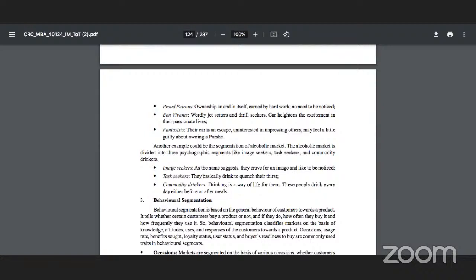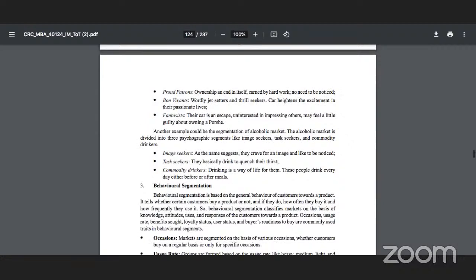Another example is in terms of the alcohol market. Here they have divided the market into three psychographic segments. They are image seekers, task seekers, and commodity drinkers. So who are these image seekers? As the name itself suggests, these are people who are primarily craving an image and they like to be noticed. So they're usually a lot more outward in their behavior than others. Whereas the task seekers are usually there primarily to quench their thirst. So they drink to quench their thirst.